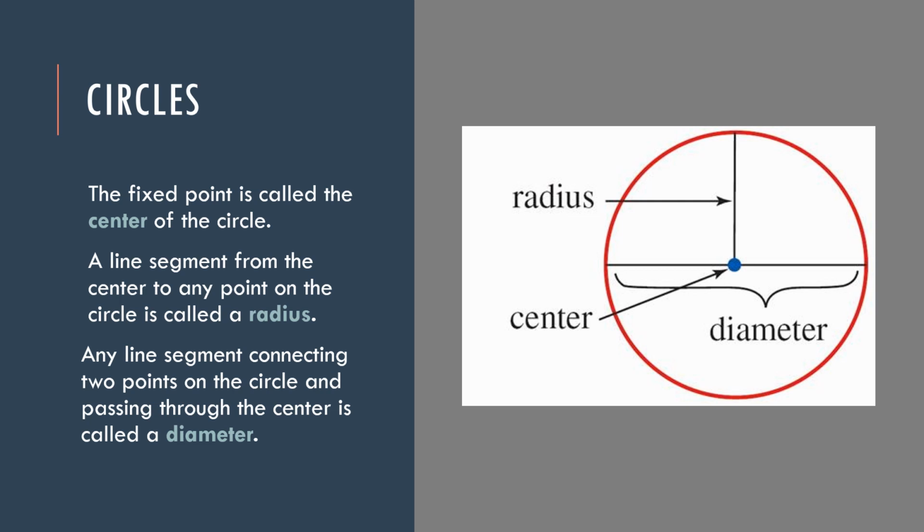Now, the radius and the diameter have a special relationship. The radius is half of the diameter. All right, so let me write that out. Radius is equal to the diameter divided by 2. So it's half of the diameter.